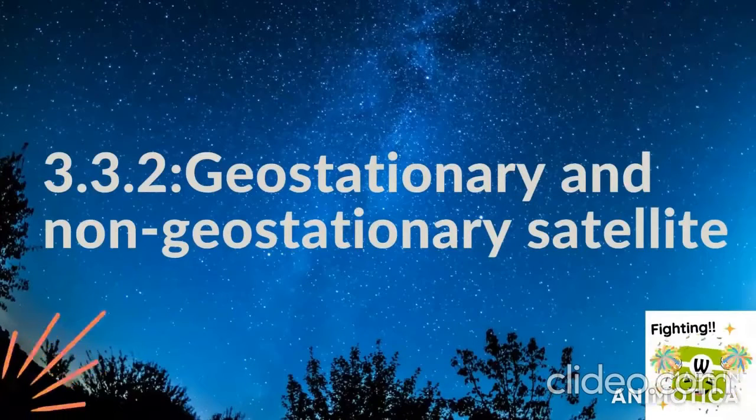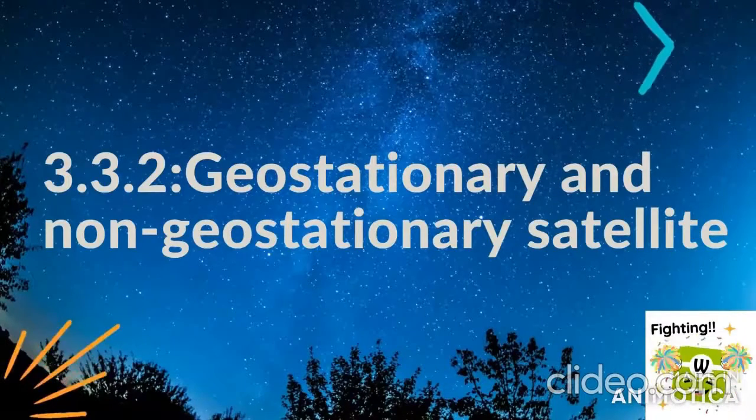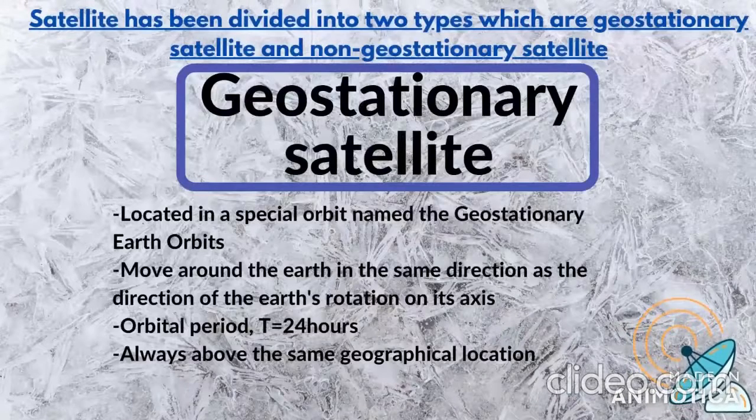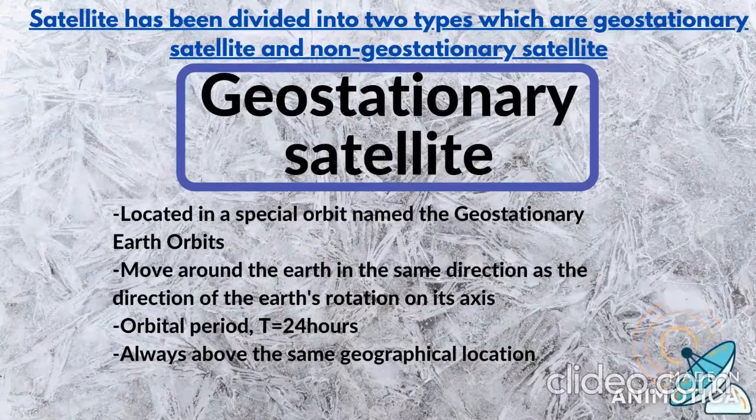The next topic, 3.3.2, geostationary and non-geostationary satellite. Satellites are divided into two types, which are geostationary satellite and non-geostationary satellite. A geostationary satellite is located in a special orbit named the geostationary Earth orbit. It moves around the Earth in the same direction as the direction of Earth's rotation on its axis. Its orbital period is 24 hours.